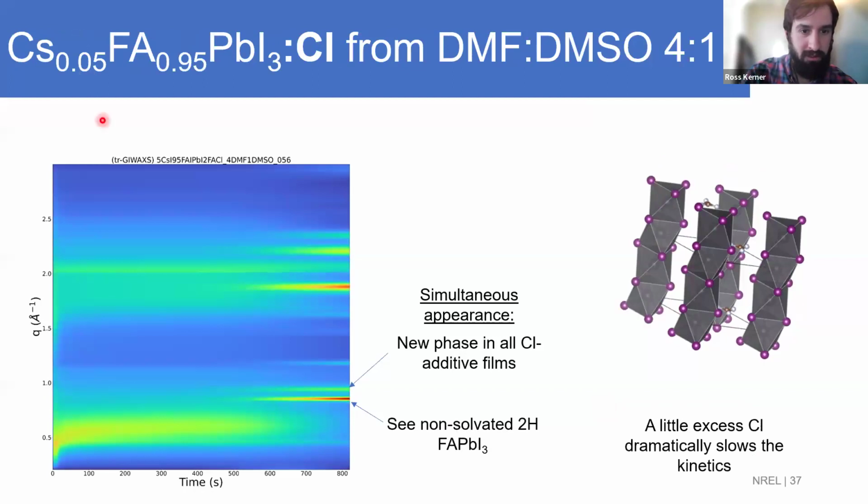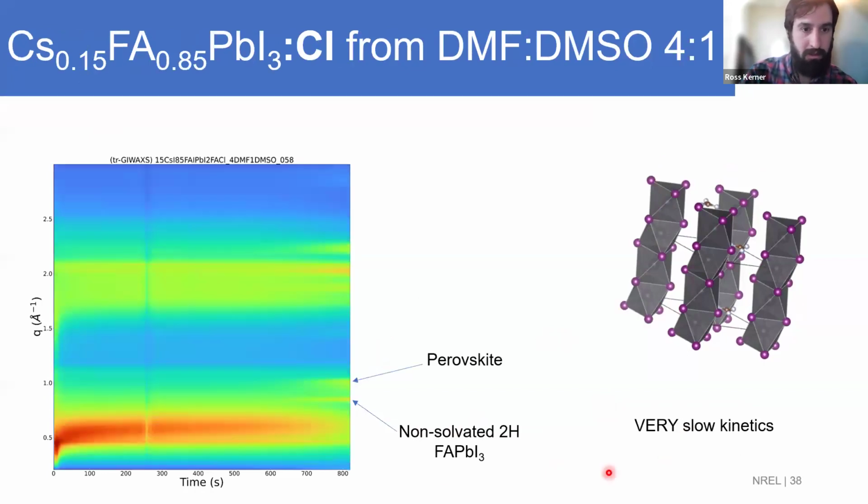We add our 5% cesium, and really it looks like the same thing, a little bit slower kinetics. And then with 15% cesium and the chloride additive, our kinetics are extremely slow. And we see the perovskite and the 2H nucleate at the same time, essentially.